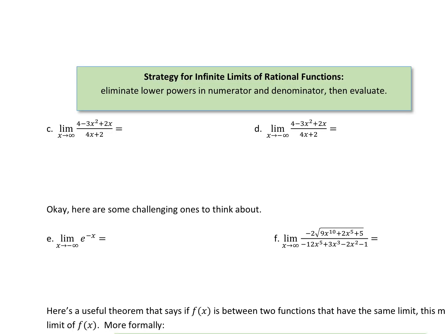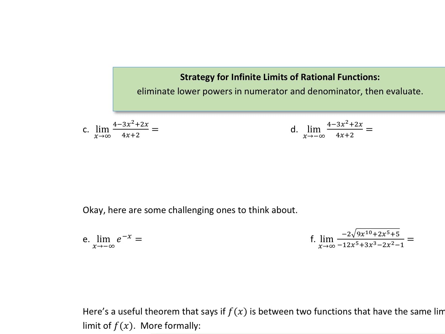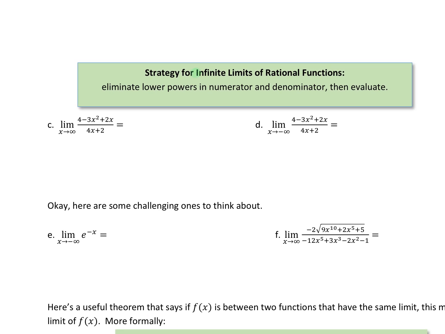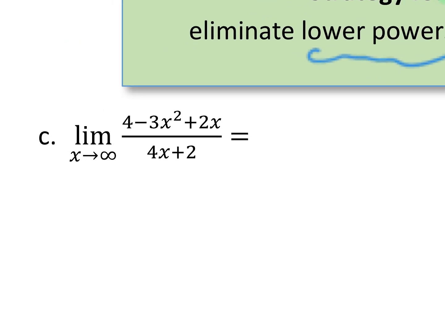Well, let's look at a few other cases here, when we have not just constants, but other variable expressions. The key here is the strategy for finding infinite limits with rational functions. Specifically, we're going to infinity here, and we're talking about rational functions. We want to eliminate the lower powers of the numerator and denominator, and then evaluate. So we want to keep the greatest degree, basically.